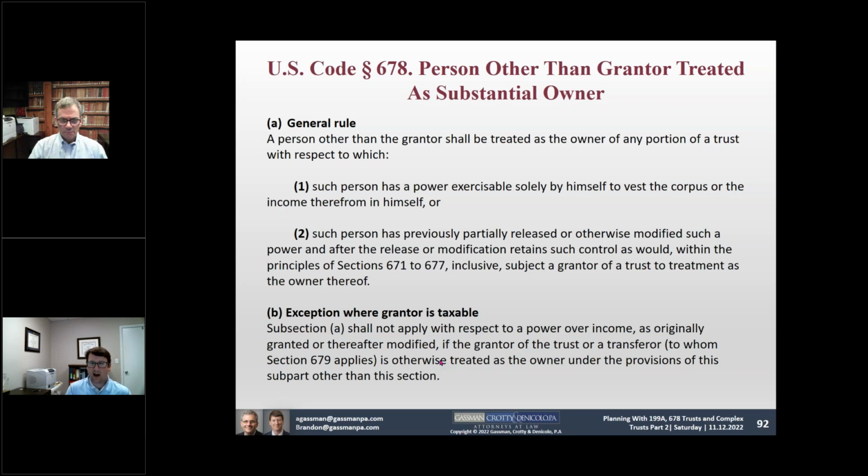The other common way to do this, which is a little bit easier, is to give the beneficiary the power to withdraw all the income annually from the trust. So they have the power to vest the income in themselves, and therefore they are treated as the owner of the trust for tax purposes. Doesn't mean the income has to be withdrawn, it's just that they have that power.